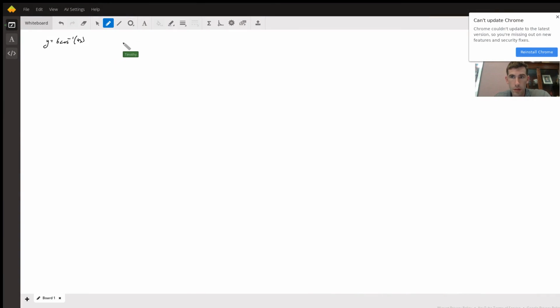Okay, so the goal of this problem is to find the derivative of this function at some point x. What this graph is going to look like is it's going to basically be very narrow and look something like this. So it's going to be a very steep slope, and it's going to be negative at the point 1/6.